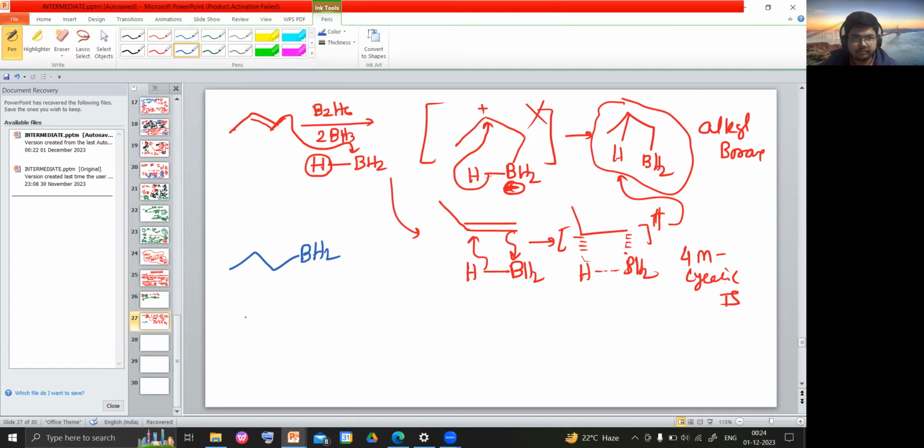Now we can write this as H-B-H with a propyl group. This is actually a propyl group, and boron and two hydrogens. So propyl group, boron and two hydrogens. We can write it like this.